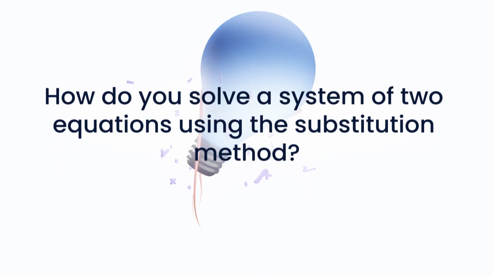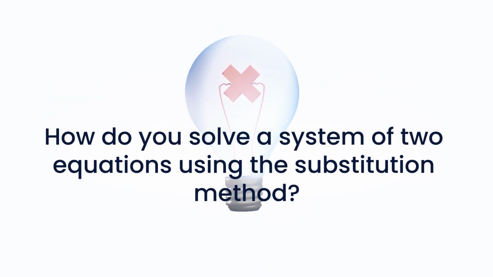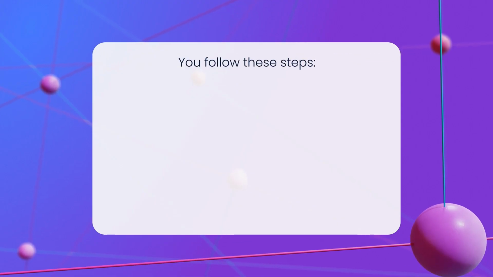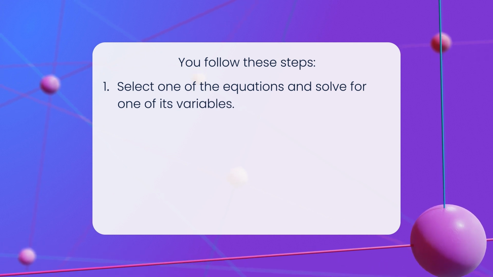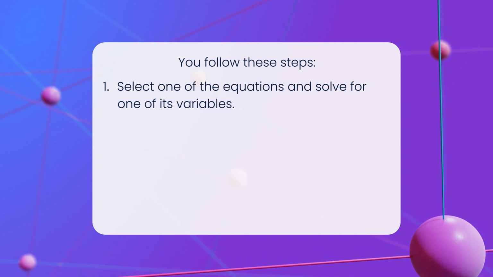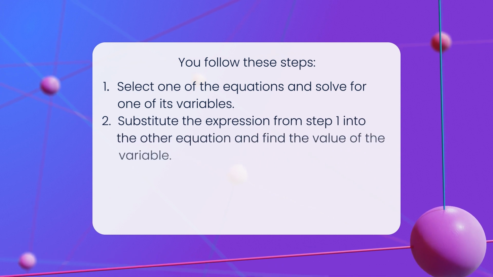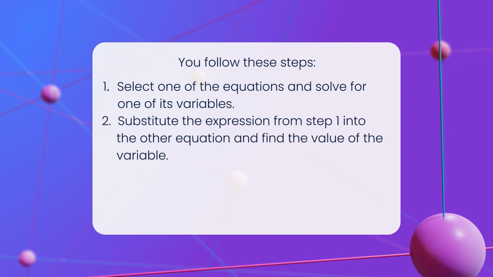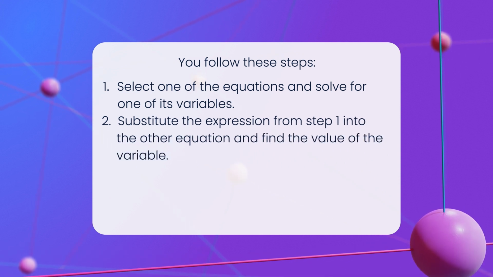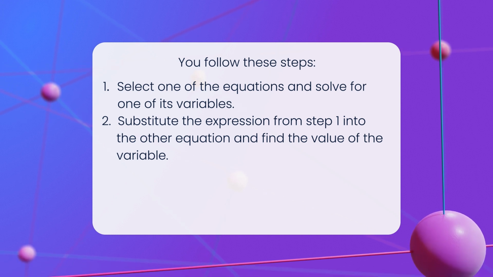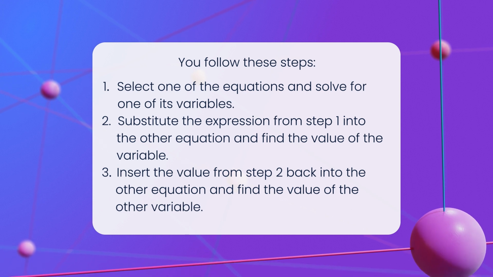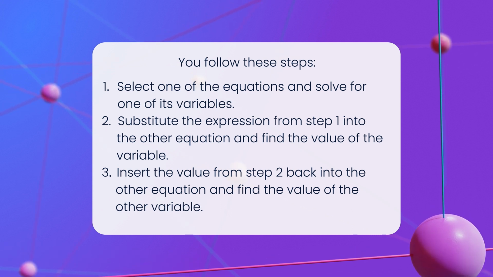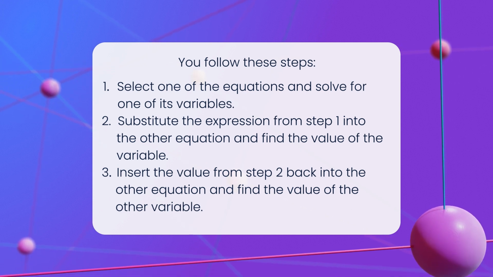How do you solve a system of two equations using the substitution method? You follow these steps. 1. Select one of the equations and solve for one of its variables. 2. Substitute the expression from step 1 into the other equation and find the value of the variable. 3. Insert the value from step 2 back into the other equation and find the value of the other variable.